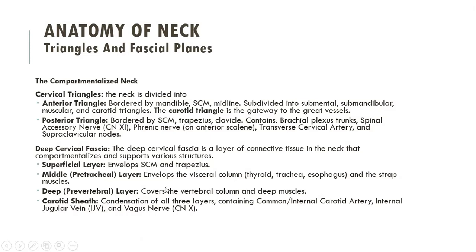Now, what is the carotid sheath? Deep cervical fascia has basically three layers, but the carotid sheath is different. The carotid sheath is basically a condensation of all three layers containing the common and internal carotid artery, internal jugular vein, and vagus nerve. So all these layers, when they contain these structures, form the carotid sheath. And through the carotid sheath, the common or internal carotid artery, internal jugular vein, and vagus nerve all pass through it.